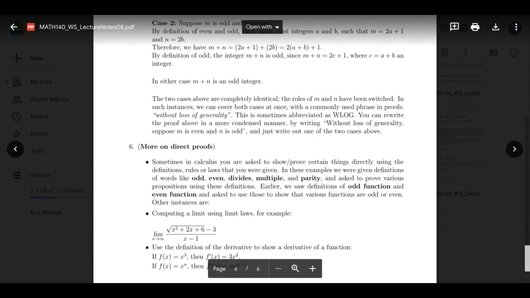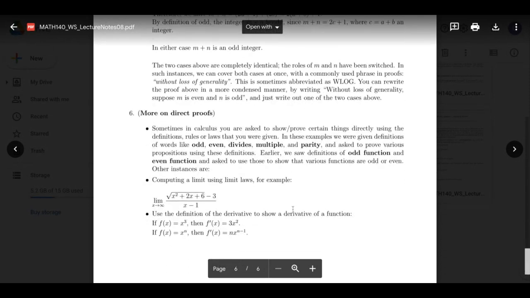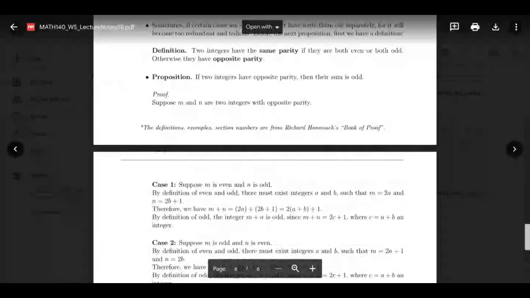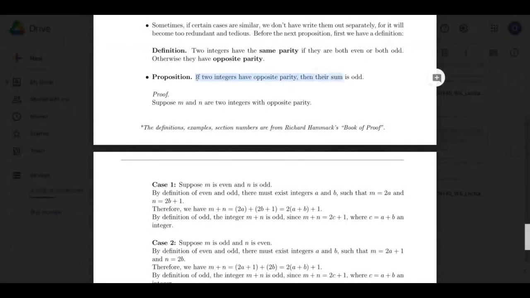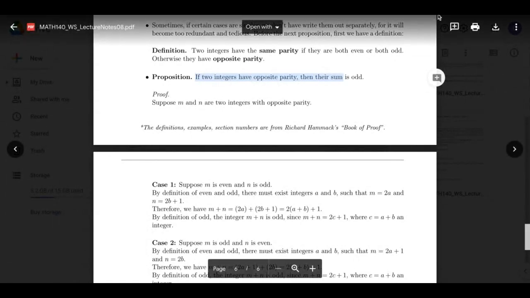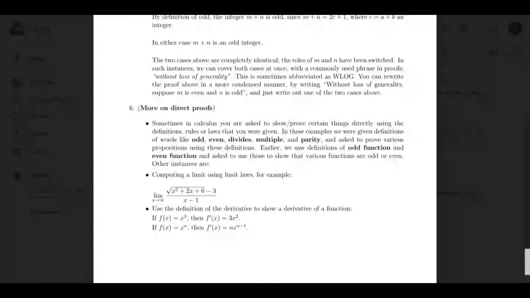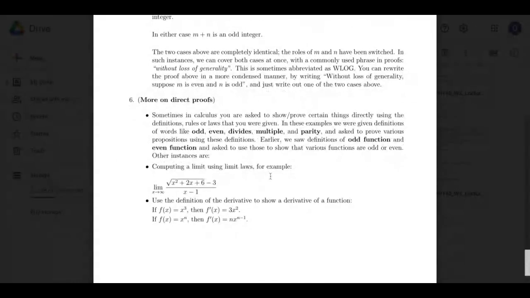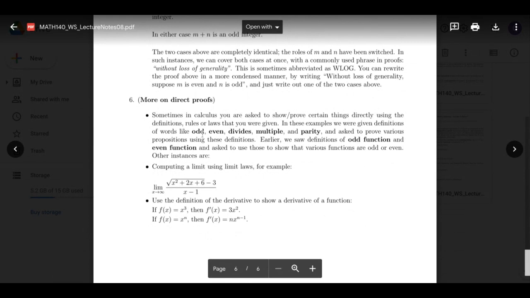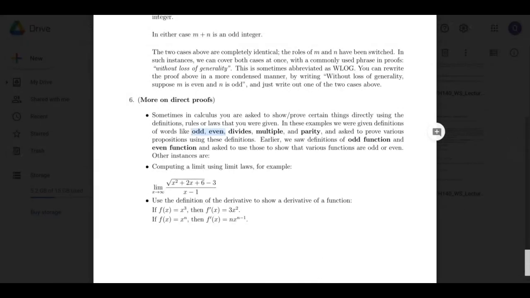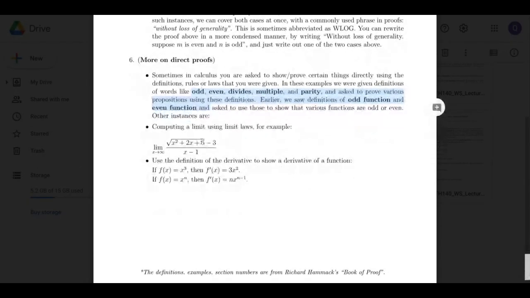Okay, I try to see in the last example. Last example, which example? This one? This one, two integers have opposite parity, adds up to be odd. Oh, okay. So previously we already saw we use odd, even, divide, multiple, parity to prove. Also, we proved about odd functions and even functions, right? This is saying that more can be used. What are some more that can be used?